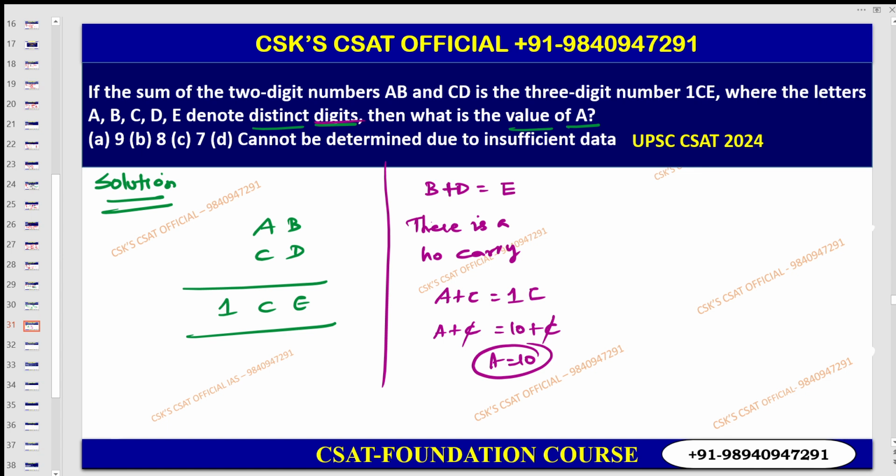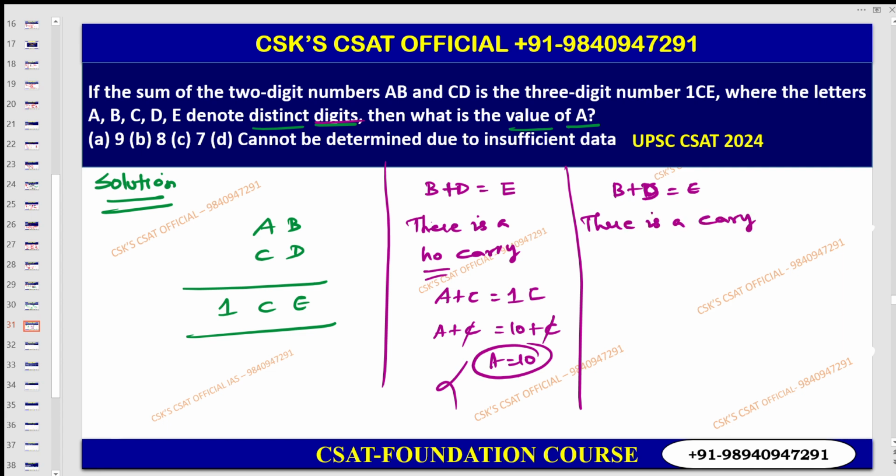But it is clearly given as a digit here. It is a 2 digit number, not a digit. So therefore eliminate that one. This is not possible. So no carry is not possible. So some carry is there, right? Please understand. So now B plus D, what happens when there is a carry?